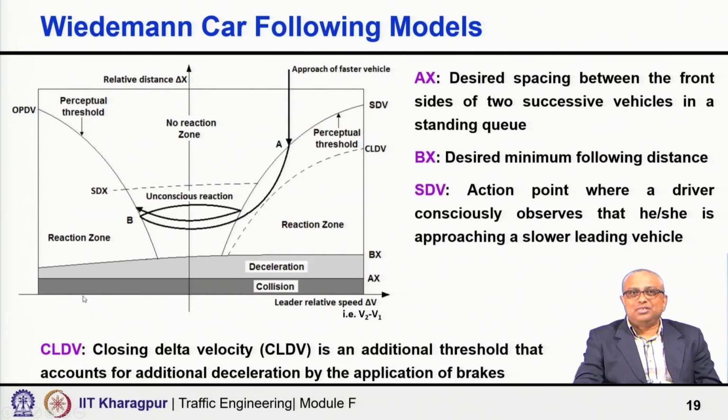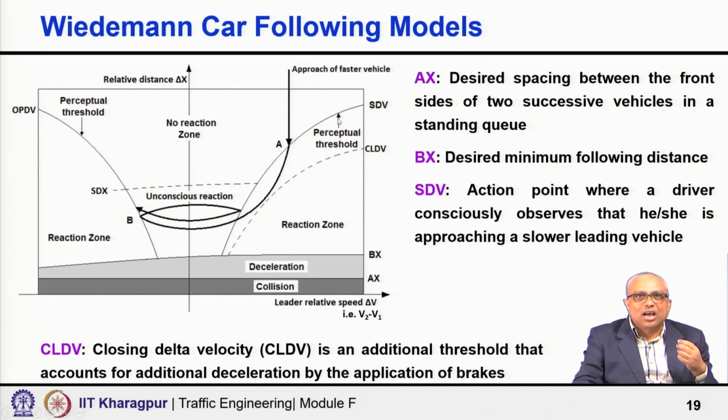Bx, this threshold, is the desired minimum following distance. If the distance falls below that, then you definitely apply deceleration, because now you know that if I do not apply deceleration and it drops further, I may eventually reach this Ax line, or I may cross this Ax line. So, collision may happen. So, this is the deceleration thing: the desired minimum following distance, beyond which you must apply deceleration.